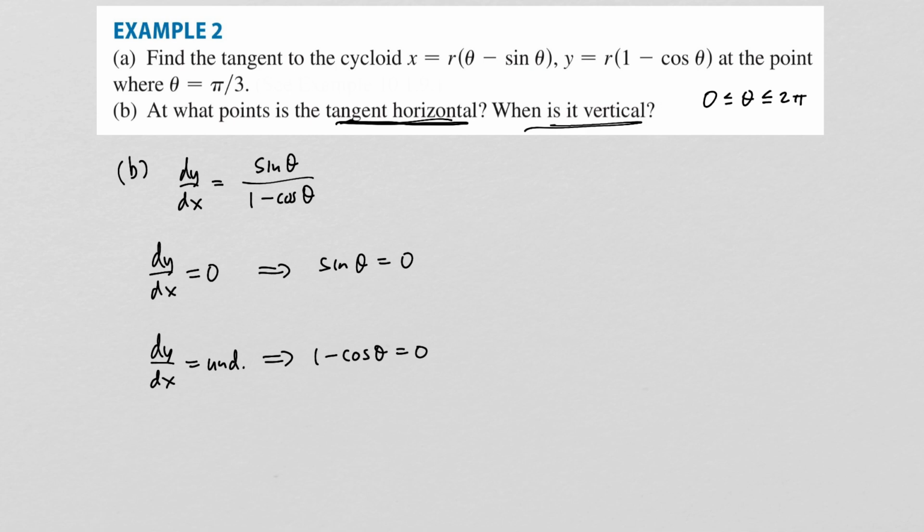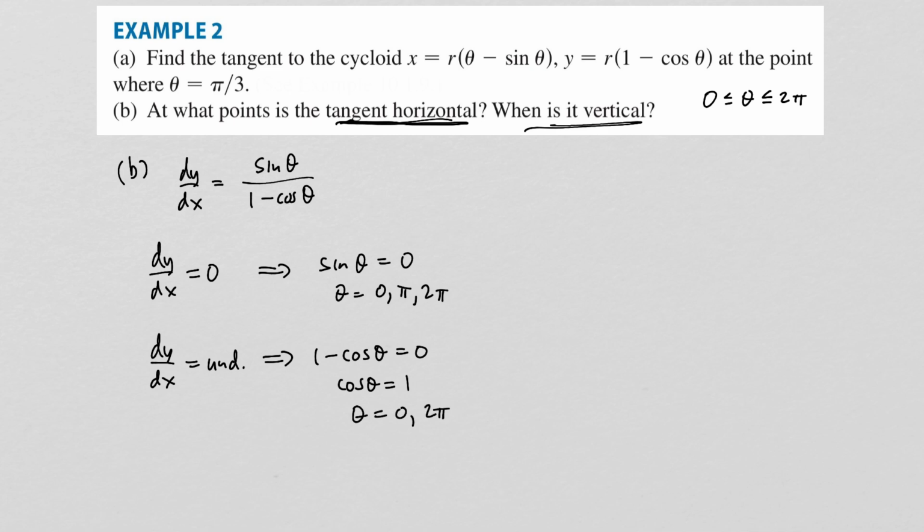And so when is sine equal to 0 from 0 to 2 pi? Well, that's going to be when theta is 0, pi, or 2 pi. And then if 1 minus cosine of theta equals 0, this is the same thing as saying cosine is equal to 1, and cosine is equal to 1 at 0 and 2 pi.